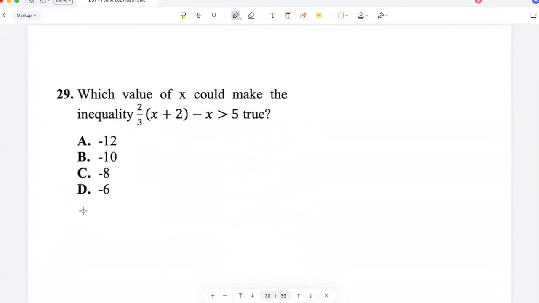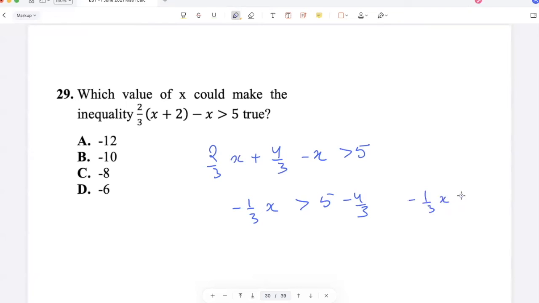Which value of x could make the inequality true? Okay. So 2 by 3x plus 4 by 3 minus x is greater than 5. So 2 by 3x minus x is minus 1 by 3x is greater than 5 minus 4 by 3. So that's 11 by 3. So minus 1 by 3x is greater than 11 by 3.